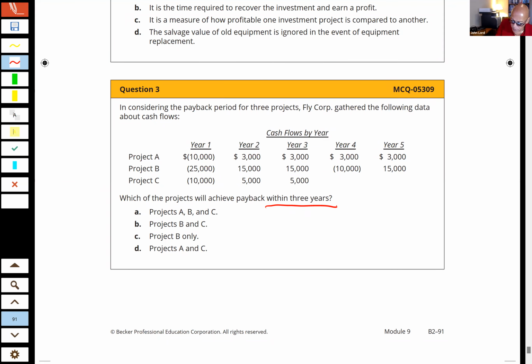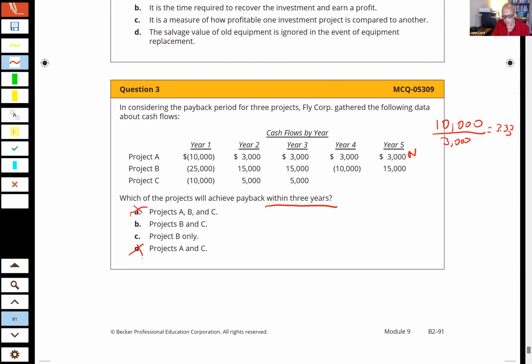The first one is pretty straightforward. Project A has an even cash flow of 3,000 per year. So you take the initial investment of 10,000, divide it by the 3,000 coming in, and you get obviously 3.33 something. That is not going to make the 3-year cutoff, so that one is a no. So you know that A cannot be part of the right answer right out of the gate, so you're down to a 50-50 chance of getting this right.